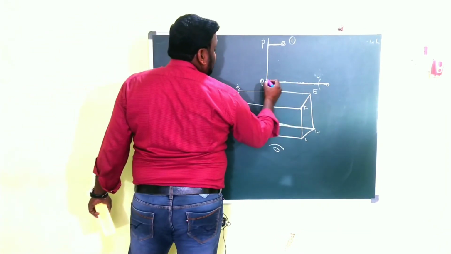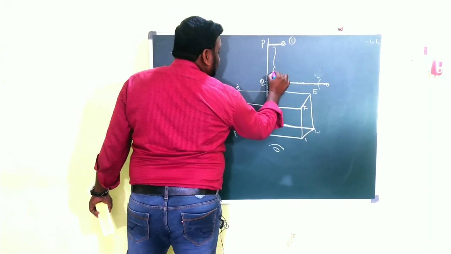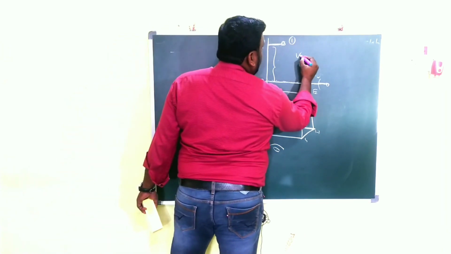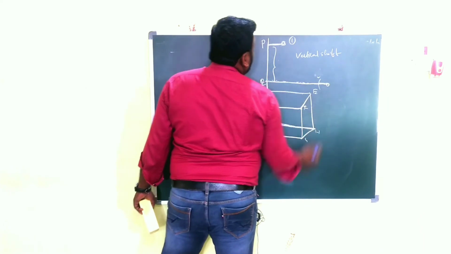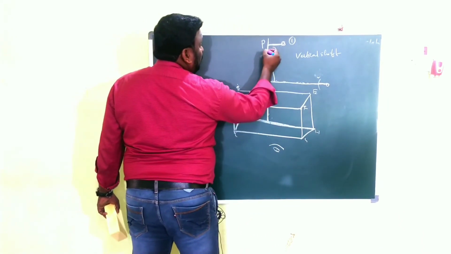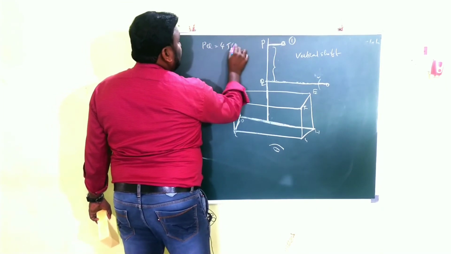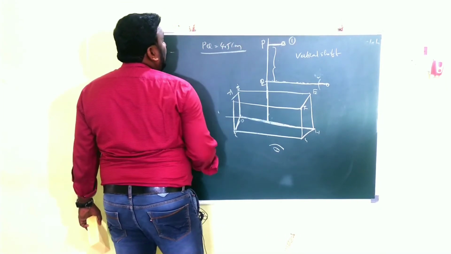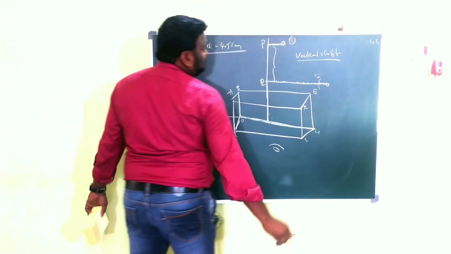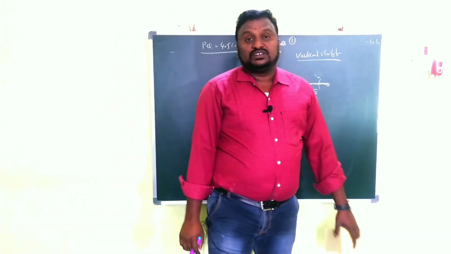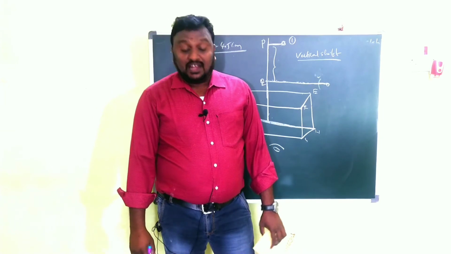So now this point is Q and this point is P, and the distance between these two is called vertical shift. By using some scale, we have to find out the distance. For example, here PQ is some 4.5, just an example I am telling, 4.5 centimeters. Now this 4.5 centimeters is called vertical shift. So in this way we will find out the vertical shift.